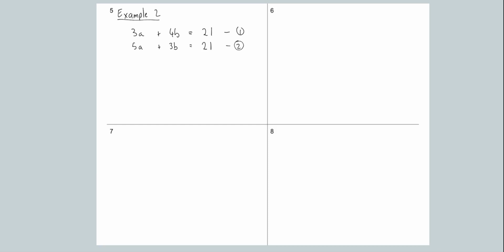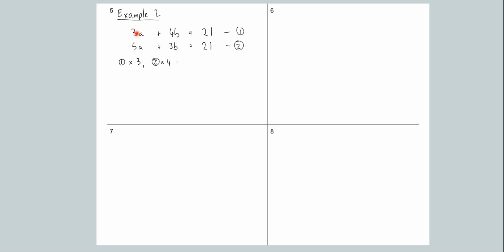Now, it's just a matter of deciding which one you want to eliminate. Just to make it different from last video, I'm going to eliminate the b variable, but I could just as easily have chosen the a variable. And we're going to use lowest common multiple, I suppose, in order to work out what to multiply each of the equations by. In this instance, it's pretty straightforward. If I multiply 1 by 3, and multiply 2 by 4, I get the following equations.